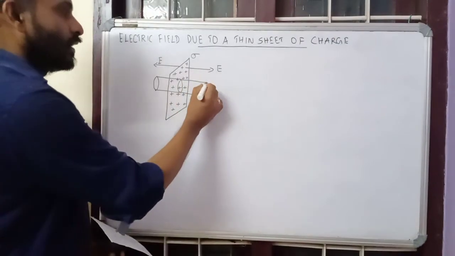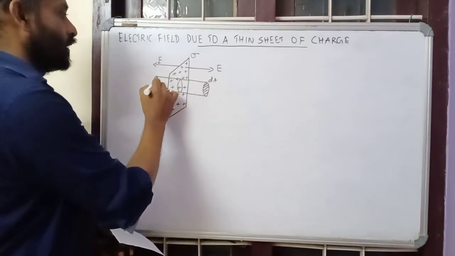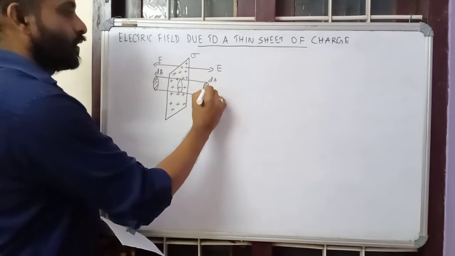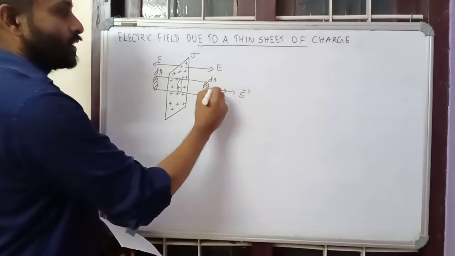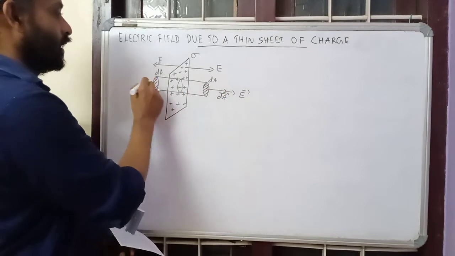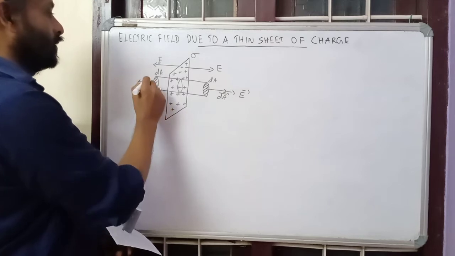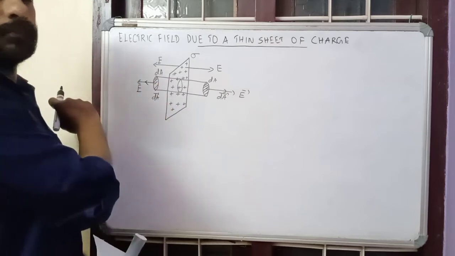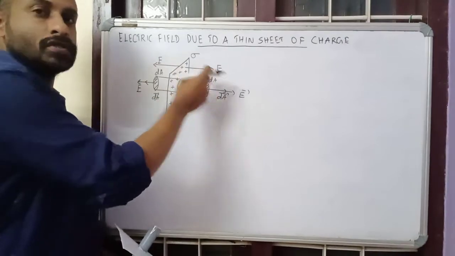So we have the area of the flat face as dA. Here also we have the area of the flat face as dA. This is the direction of electric field at this point, vector E. The area vector dA also has the same direction. Here also we can draw the electric field, and the area vector dA also has the same direction. Now we will apply Gauss's law. We need to find the total flux enclosed by the Gaussian cylinder.